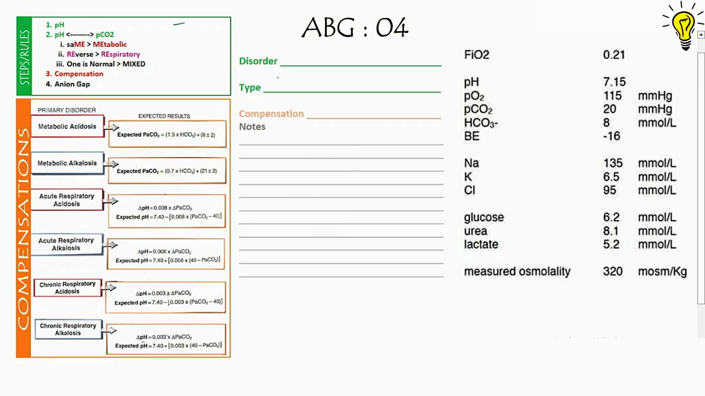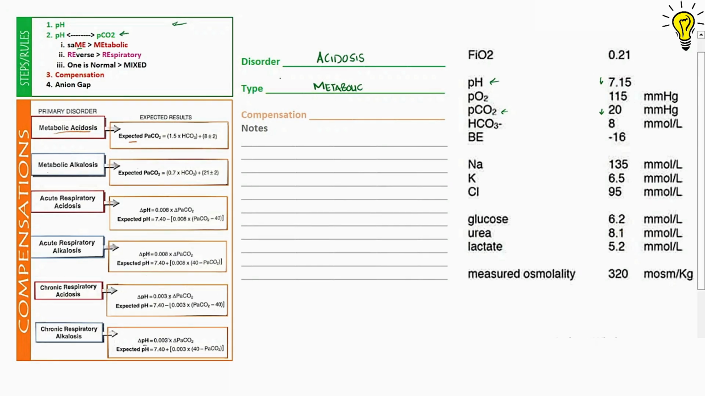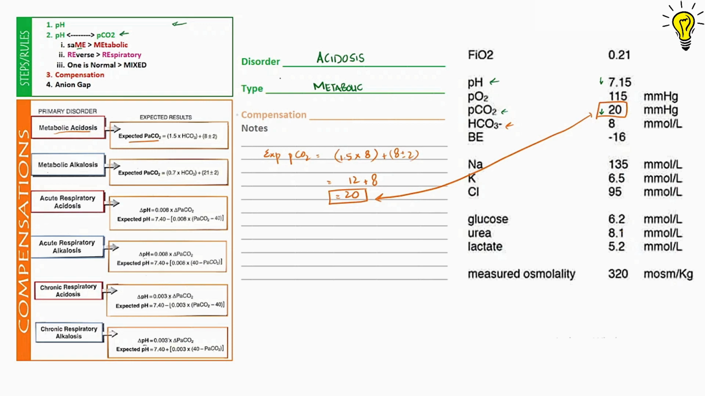ABG 4. Step 1, pH 7.15, so downgoing, acidosis. Step 2, pH and CO2 directions. CO2 is at 20, so downgoing. So both are in the same direction, and ME for the same stands for metabolic. So it is metabolic acidosis. Now let's see the compensation. Apply the formula for metabolic acidosis. Expected carbon dioxide is 1.5 into bicarb, which is 8. So 12 plus 8 equals 20 millimeters of mercury. What's the actual carbon dioxide on ABG? 20. So fully compensated metabolic acidosis.